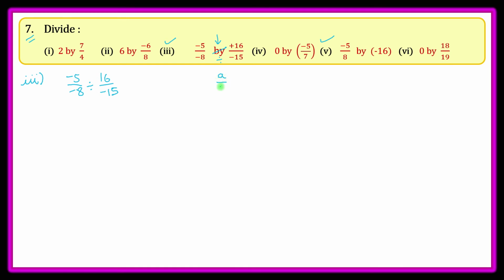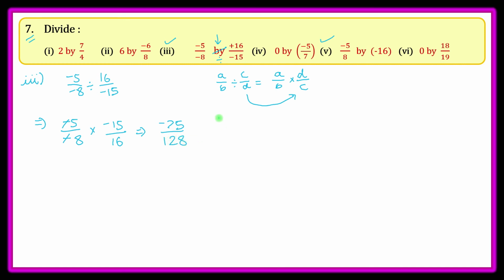We know a upon b divided by c upon d equals a upon b into d upon c. This is the reciprocal. C upon d reciprocal is d upon c, and while taking the reciprocal, the division sign will change into multiplication sign. So same thing here, we are going to do it. So it will be equal to minus 5 upon minus 8 into minus 15 upon 16. Now let's cancel the factors. Here the minus sign gets cancelled out. So 15 into 5 is 75, but there's a minus sign, so it will be minus 75. And in the denominator it will be 120.